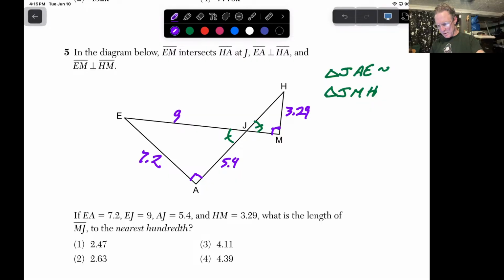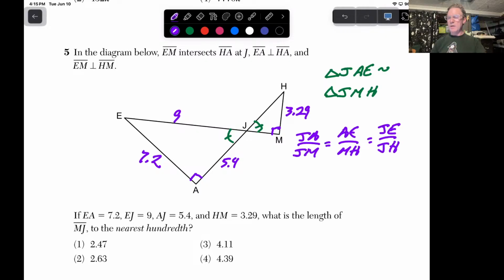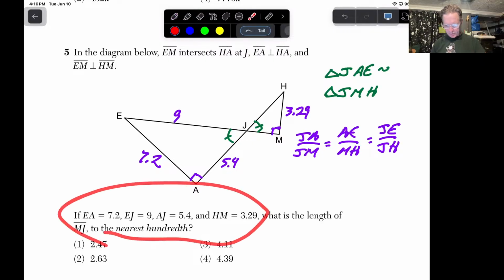So it's just going to be JA over JM is equal to AE over MH, which is equal to JE over JH, right? So now that I have that all set up, I don't even really need to look at the diagram anymore. I can just look at these numbers down here and plug in the numbers.